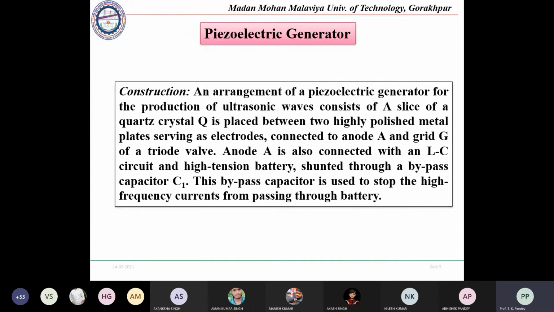Why are we doing this? In the next point, I will explain the working of that. But here, we should just have the idea about the construction. So the anode is also connected to the LC circuit and high tension battery, shunted through a bypass capacitor C1. This bypass capacitor is used to stop the high frequency current from passing through the battery. So this provision has been made. When you see the circuit, then that will be very clear.